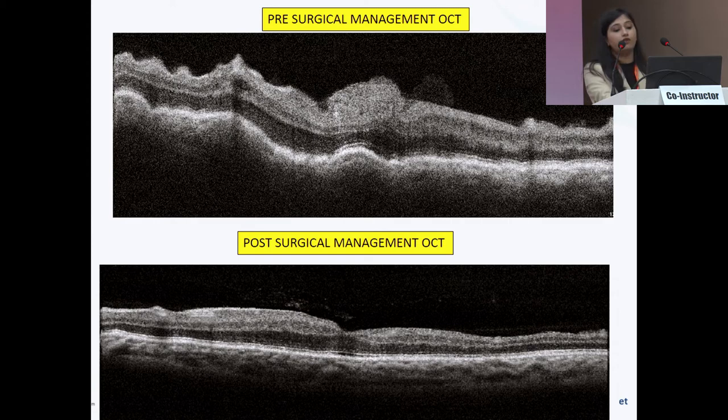This is an OCT of a patient who developed maculopathy, and he refused treatment, so it became chronic for 6 months. Then we operated on this patient, and below you can see the post-surgical OCT. The foveal contour was restored and the folds resolved. We did the bleb repair in this case of chronic maculopathy.